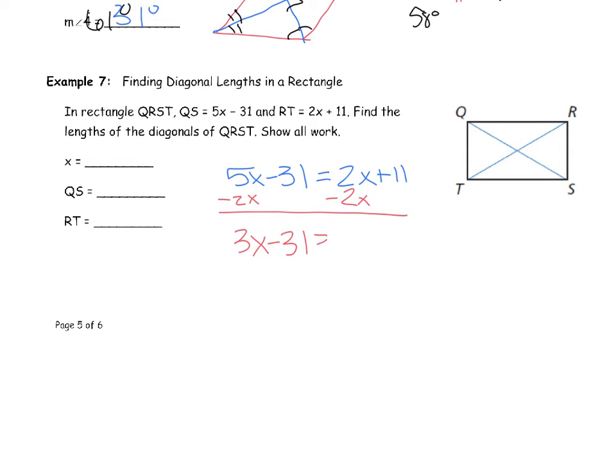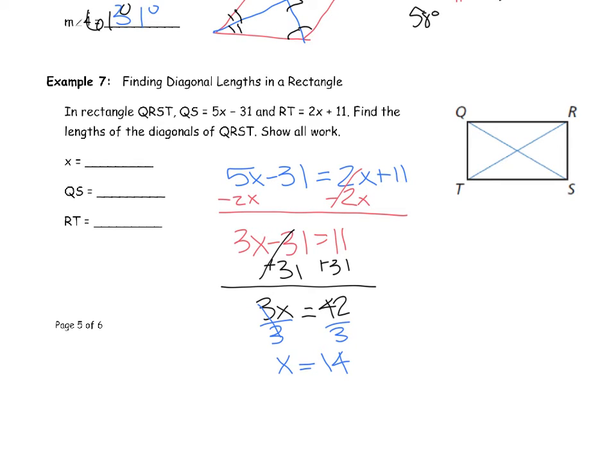3x minus 31 equals, that canceled out, 11. We're going to add 31 to both sides. So we get 3x, that canceled out, equals 42. And the last step is to divide both sides by 3. We get x by itself, which is what we want, and 42 divided by 3 is 14.